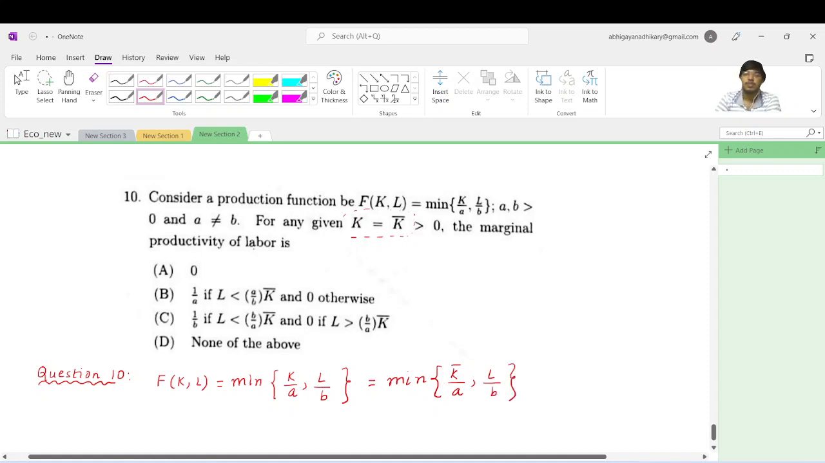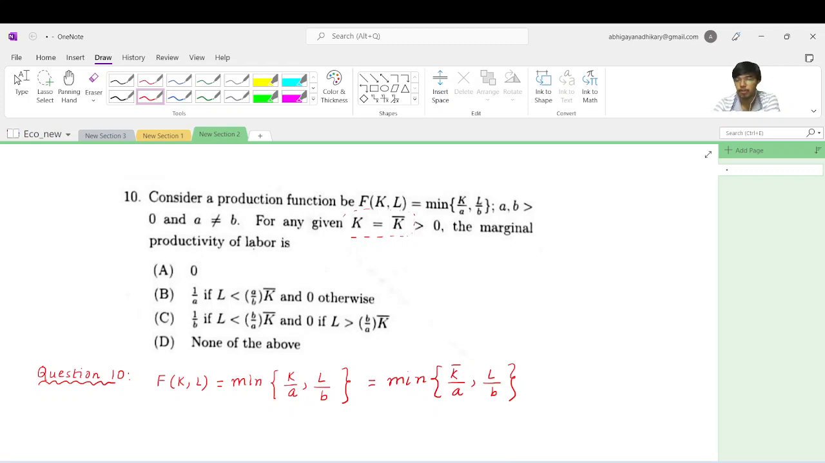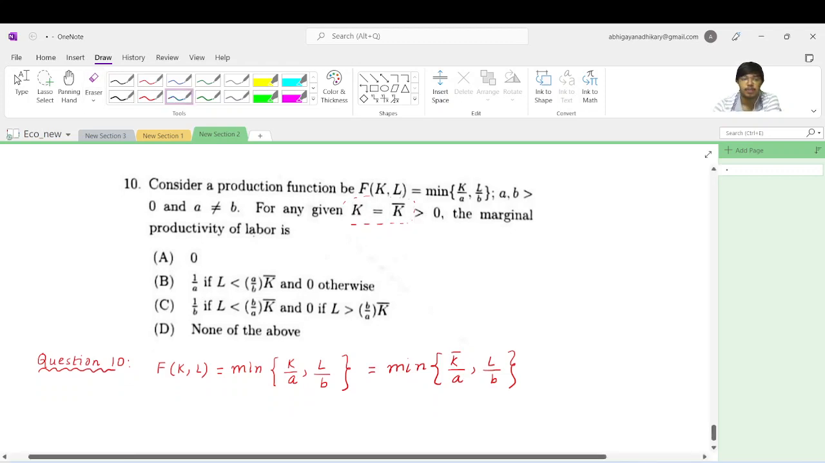And then we need to see the marginal product of labor. So we will have two cases. Case 1: if your first component, that is k bar by a, is less than l by b, then what is f? It is simply k bar by a. Therefore, MPL will be equal to 0. Correct?